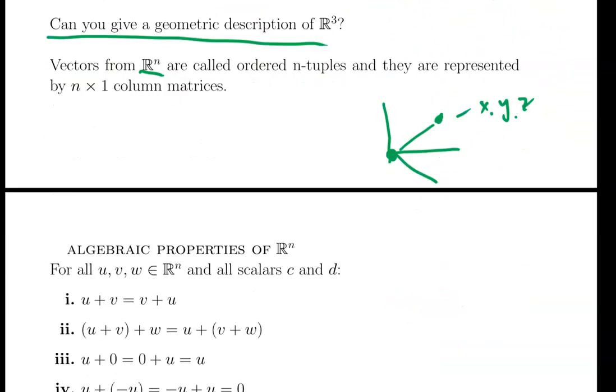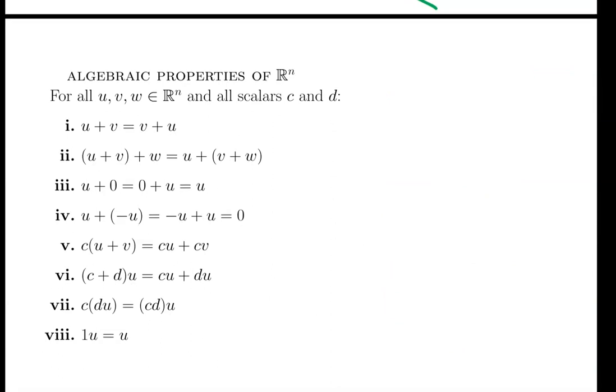Okay. So here are some algebraic properties of Rn. Okay, so u, v, and w are vectors in Rn. So they're vectors with n entries, column vectors with n entries. And c and d are scalars, meaning just numbers. Now these may seem immediately obvious, like no kidding. u plus v is v plus u. That's called the commutative property of addition. Duh. Well, maybe with real numbers, but not so much with matrices.